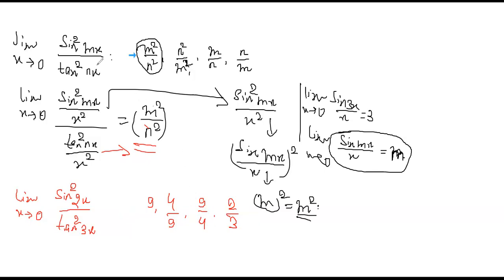No. Why 2 by 3? Here this is m and here this is n. The answer is m square by n square, not m by n. Okay? So its answer will be 2 by 3 whole square. 2 square by 3 square is equal to 4 by 9. Any problem?